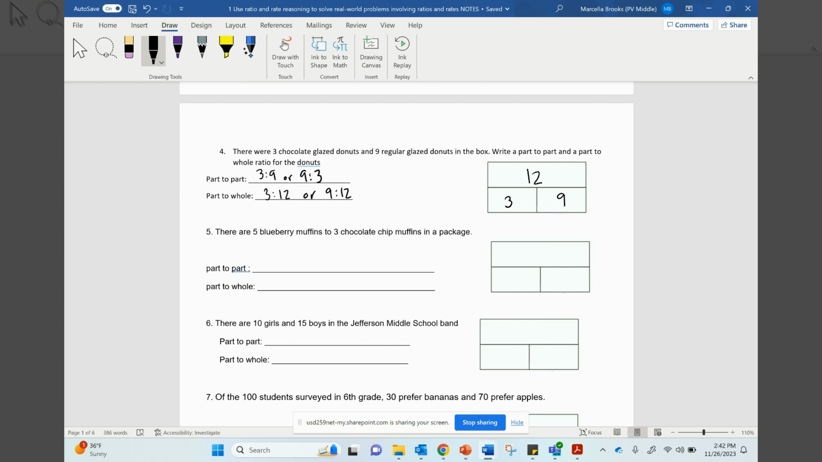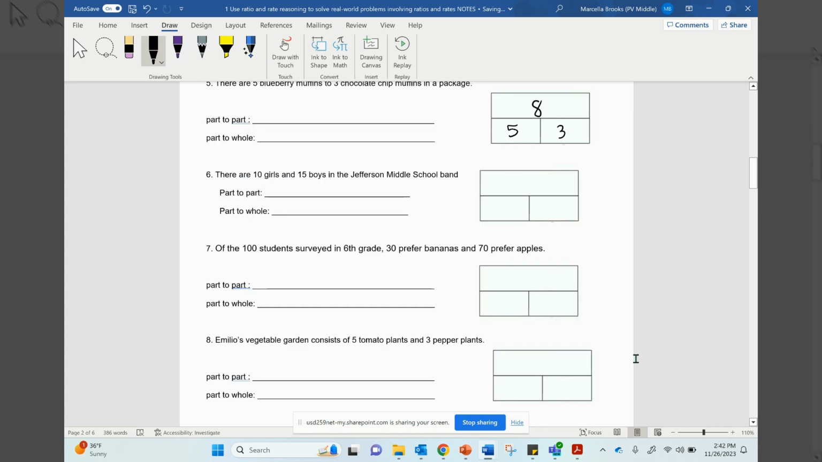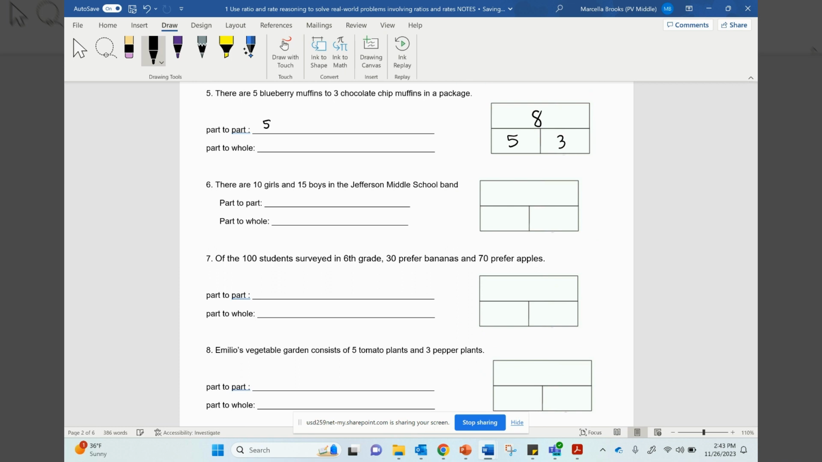There are 5 blueberry muffins to 3 chocolate muffins in a package. So we got 5 blueberry and 3 chocolate chip muffins in a package, which makes for a total of 8 muffins in the package. So if I write a part to part and a part to whole, part to part would be 5 to 3 or 3 to 5. And a part to whole would be 5 to 8 or 3 to 8.